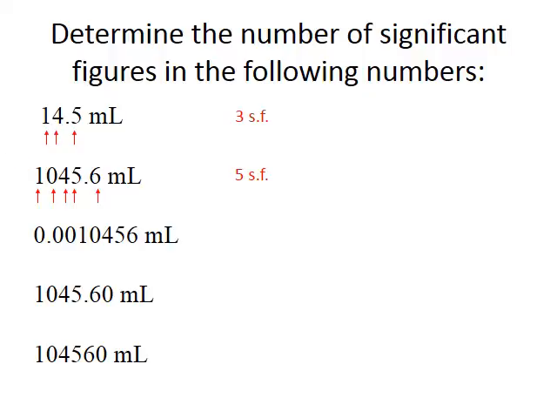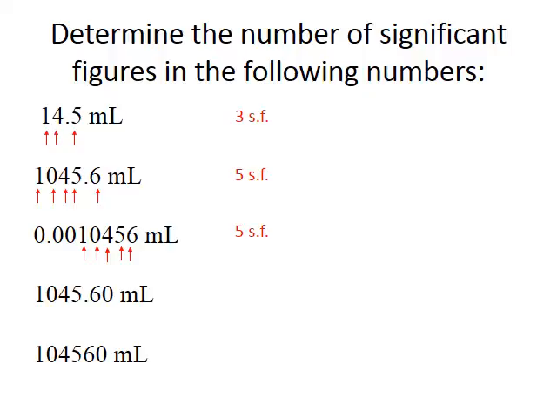Now the third example, our first non-zero digit actually occurs well past the decimal. We ignore the zeros at the beginning. This is the easiest way to remember that those leading zeros never count as significant. Start with the first non-zero digit on the left and count what follows. So in this case, starting with that 1, we have 5 digits total: 1, 0, 4, 5, and 6. And this number has 5 significant figures.